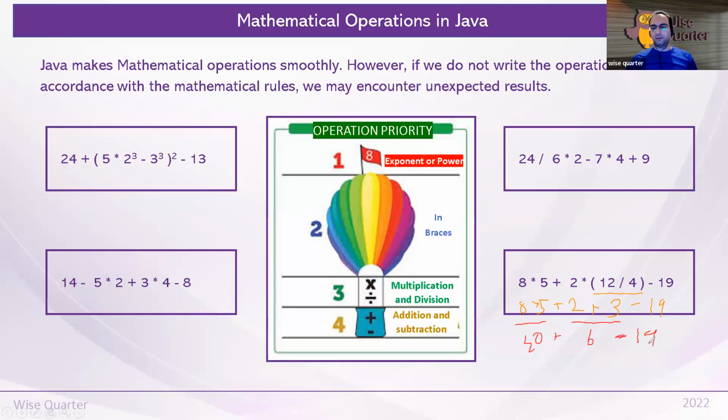Minus 19. Yes. 46 minus 19. The result will be 26, 29, I think.